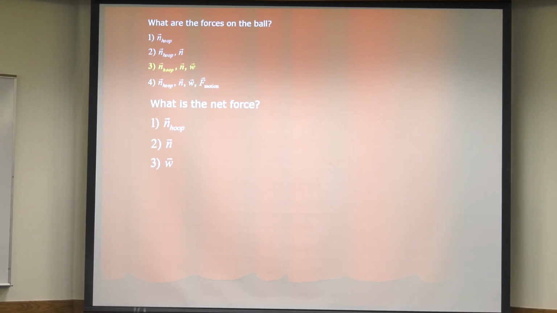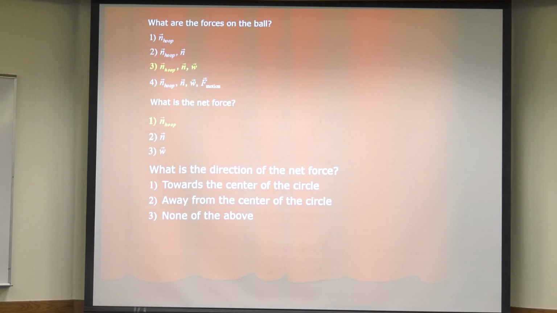So pause and answer it. It should be obvious, right? It has to be the normal force that the metal hoop or the metal ring exerts on the ball. What's the direction of that net force? Well, you should know that by now. It's towards the center of the circle. Anything going in a circle has to have an acceleration towards the center of the circle. Therefore, there has to be a force towards the center of the circle.